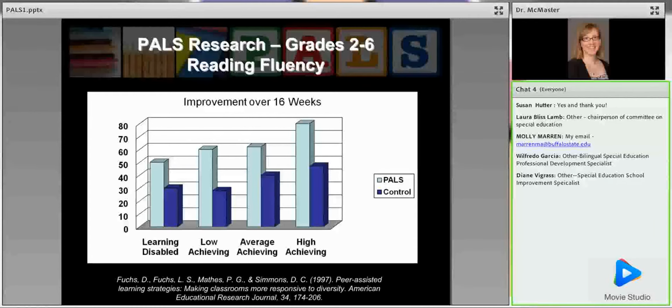Now, the measure that they gave was an oral reading passage where kids read aloud. They read aloud for 3 minutes, and the bars that you see in this graph show their gain that they made over 16 weeks. I'm going to see if I can use this pointing tool. Okay, so the light blue bars here are kids who were in PALS classrooms, and the dark blue bars are kids who were in control classrooms.